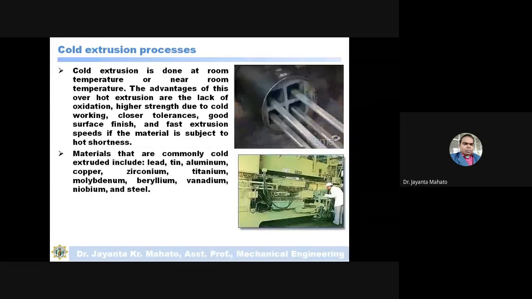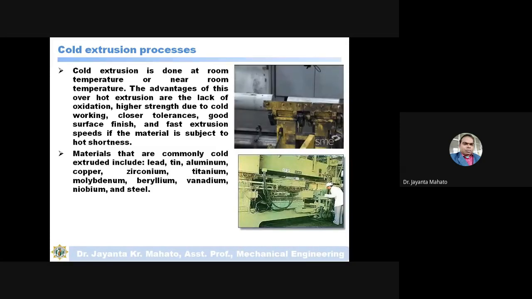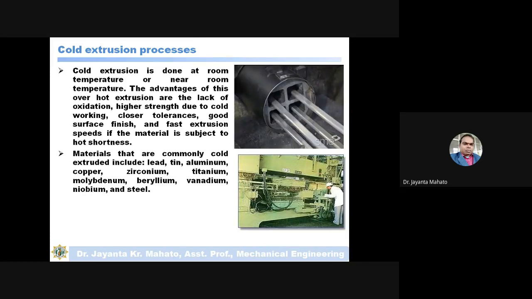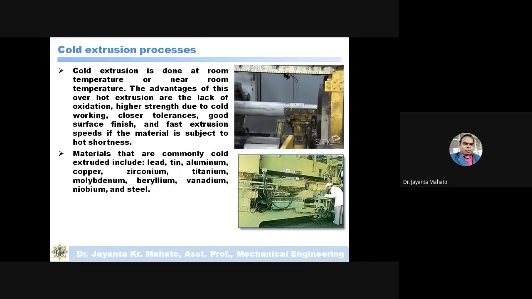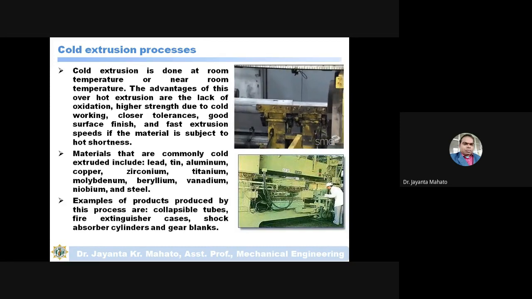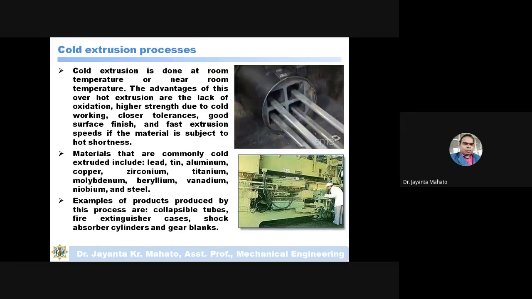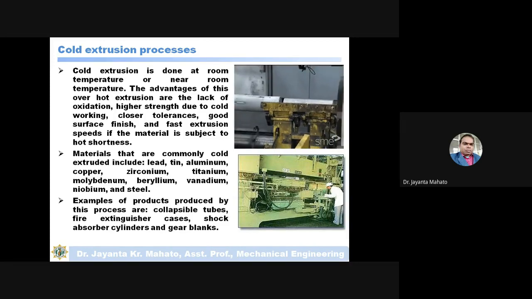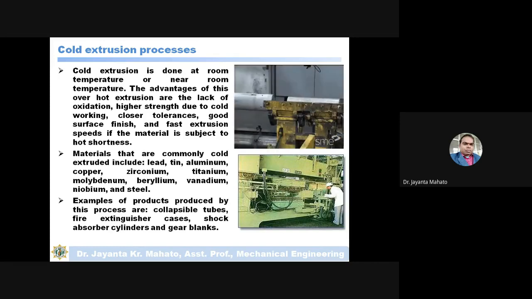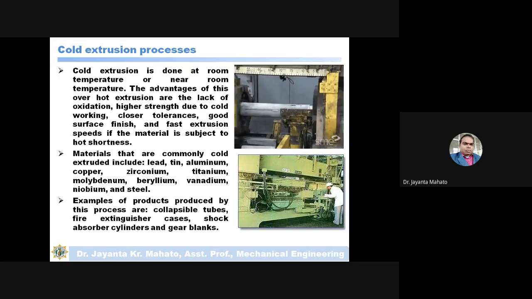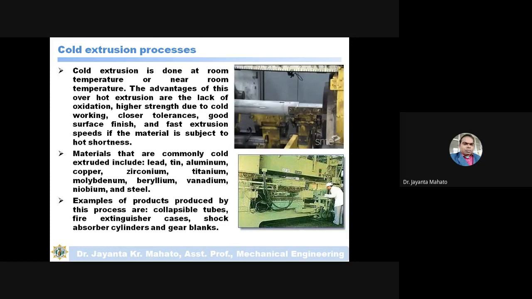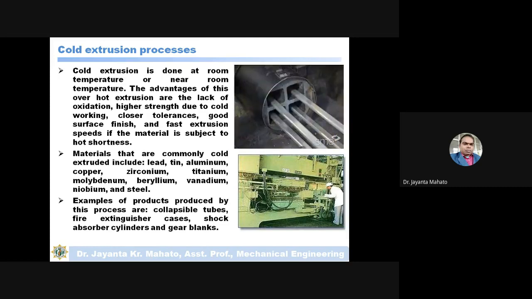Materials that are commonly cold extruded include those materials that are very ductile, like aluminum, copper, zirconium. So all these materials can be cold extruded. Some examples of products that can be cold extruded are collapsible tubes, fire extinguisher cases, shock absorber cylinders, and gear blanks. So all these products can be extruded by this cold extrusion process.